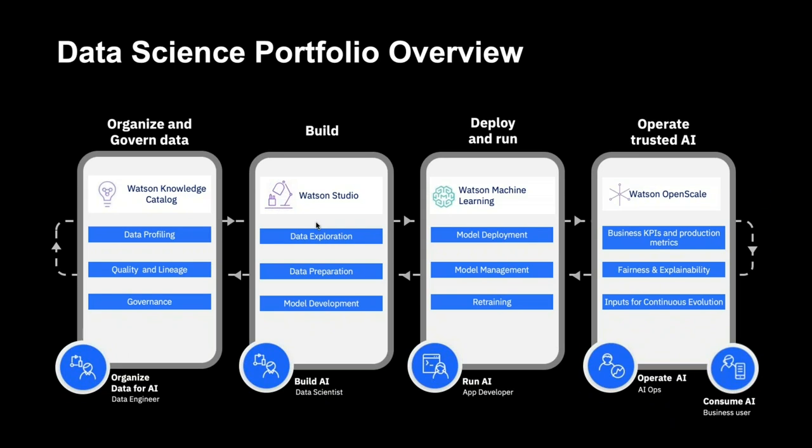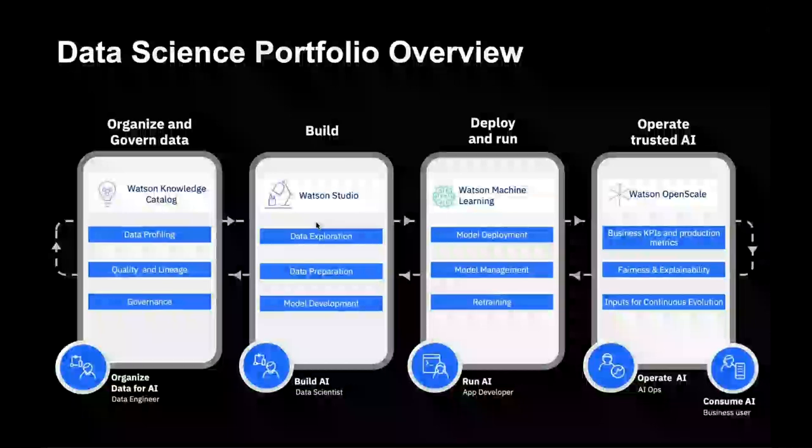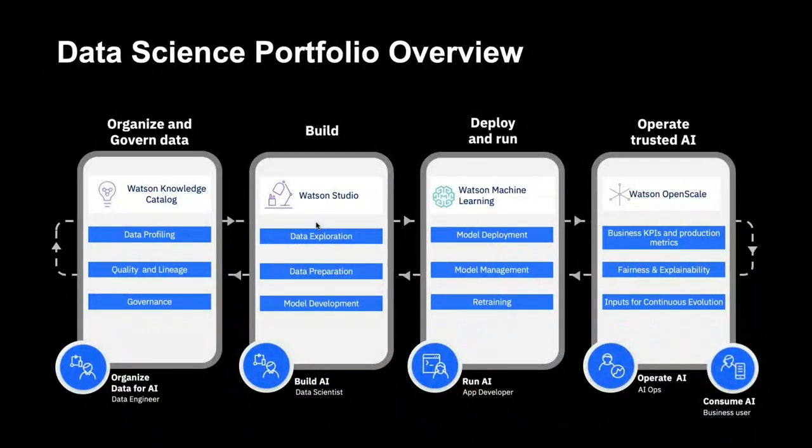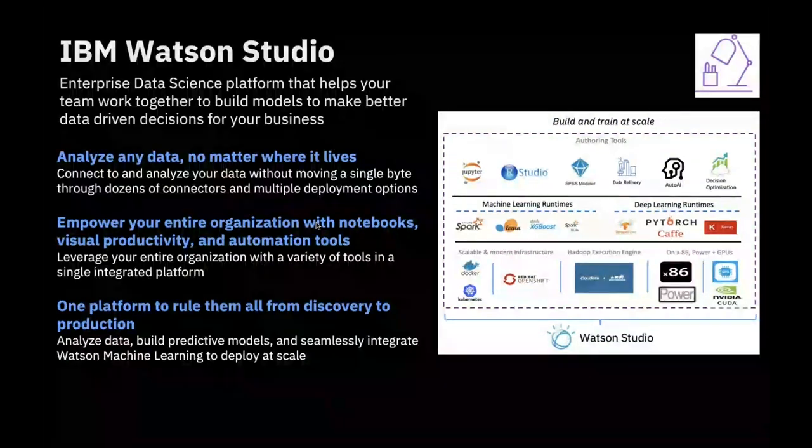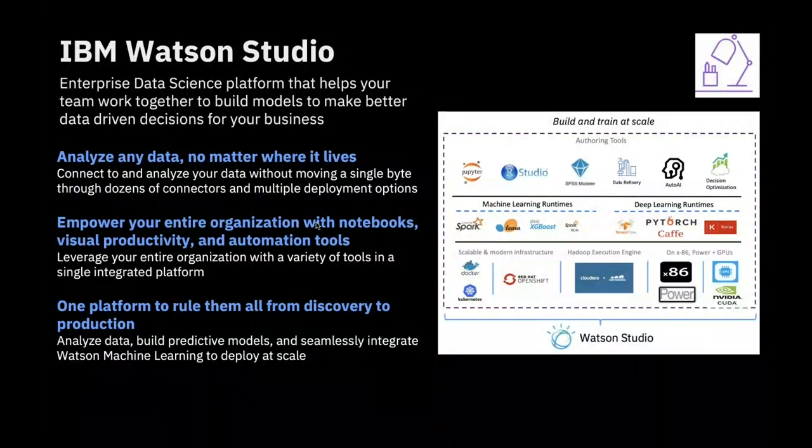And finally, we have Watson OpenScale. This provides monitoring and understanding of the model that you've deployed. It also provides information about the business KPIs and production metrics to understand how it is impacting your business. Now let's look at these three offerings in the build, deploy, and monitor phases in a bit more detail.